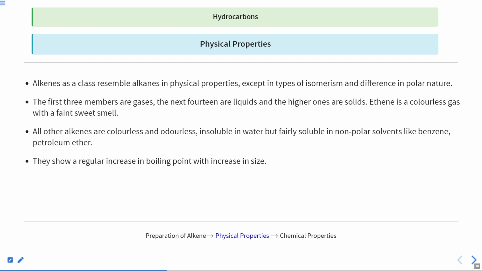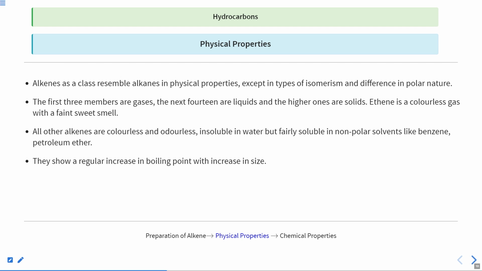If I talk about the physical state, the first three members are gases, the next 14 are liquids, and the higher ones are solids. Again, I am making a very short point here that alkenes are also called olefins. This is an important part. A question may not be asked directly about the other name of alkene, but the word olefin may be used, and that may confuse you.